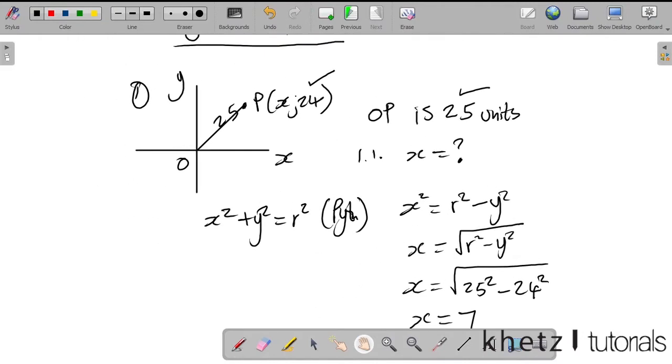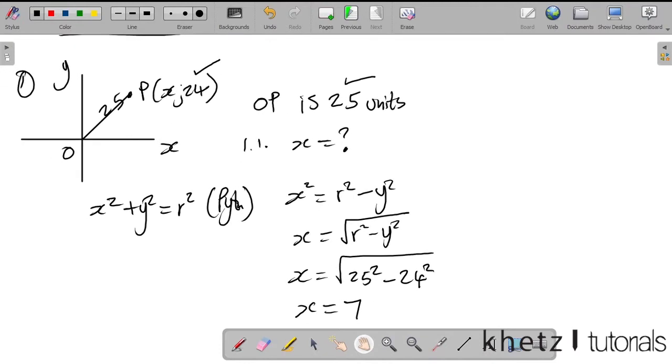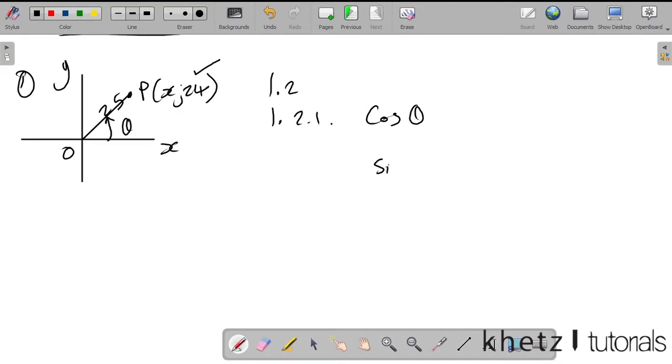Now, in the question that follows, we are asked to find the trig ratios. Let's erase to create some space so that we work closer to the diagram. That is the first part. The second part is asking us to find each of the trig ratios: cosine of theta, where theta is indicated over there, sine of theta, and tan of theta.